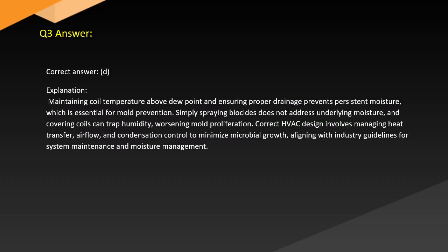Answer. Correct answer: D. Explanation. Maintaining coil temperature above dew point and ensuring proper drainage prevents persistent moisture, which is essential for mold prevention. Simply spraying biocides does not address underlying moisture, and covering coils can trap humidity, worsening mold proliferation.